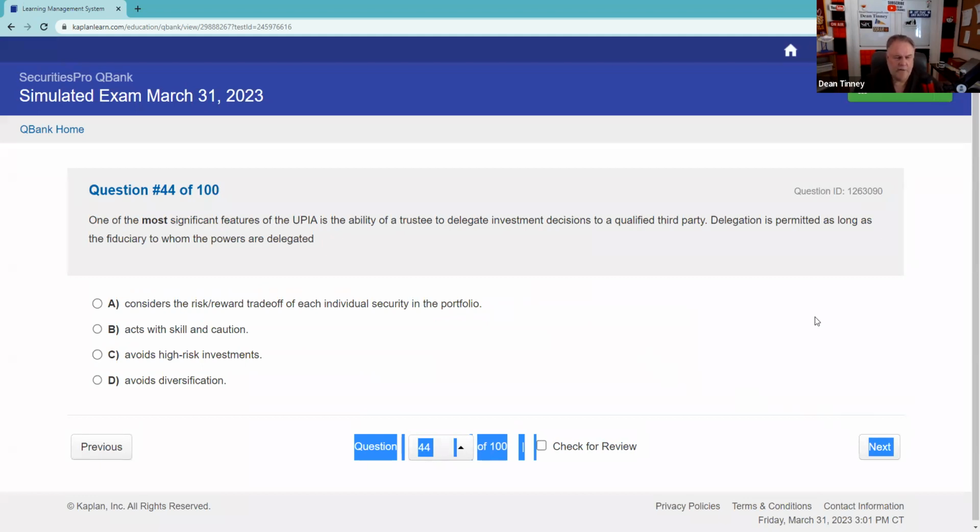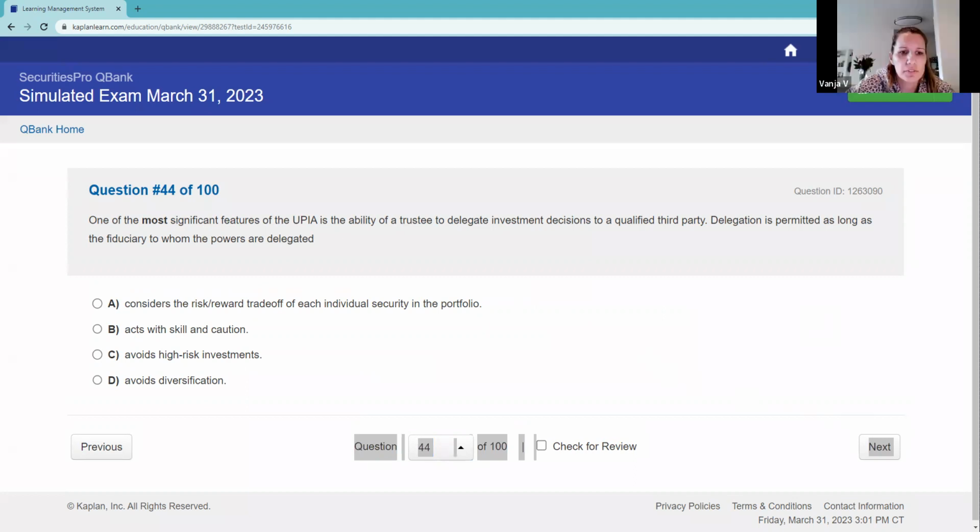One of the most significant features of the Uniform Prudent Investors Act is the ability of a trustee to delegate investment decisions to a qualified third party. Delegation is permitted as long as the fiduciary to whom the powers are delegated considers the risk reward of each individual security in the portfolio, acts with skill and caution, avoids high risk investments, avoids diversification. Consider the risk reward of each individual security in the portfolio.